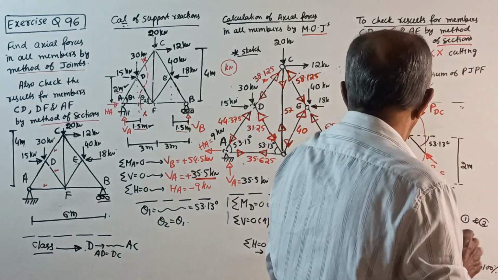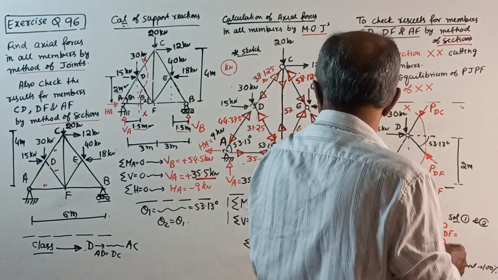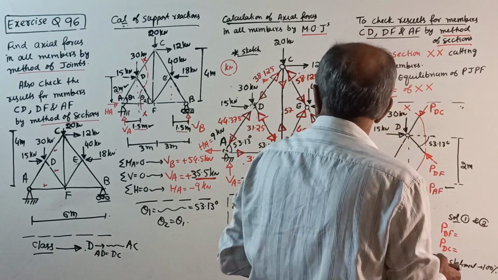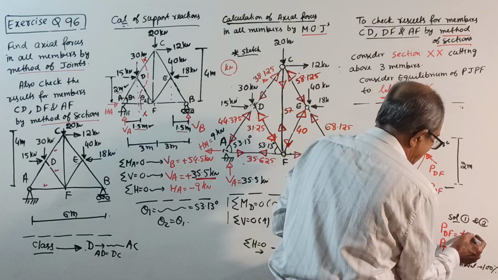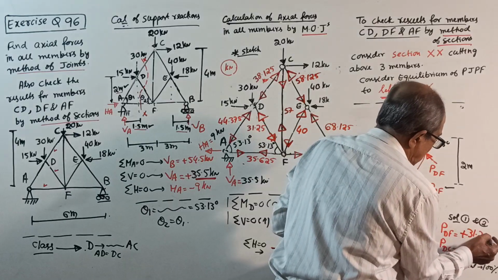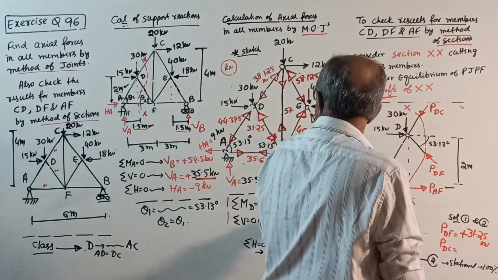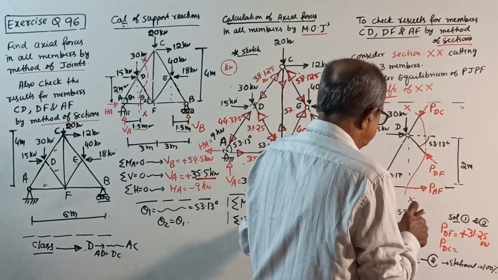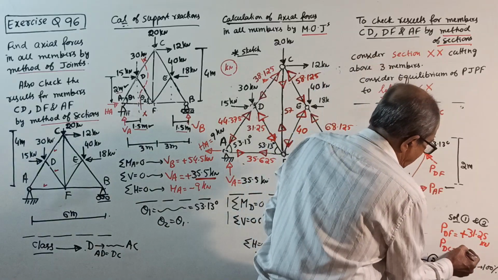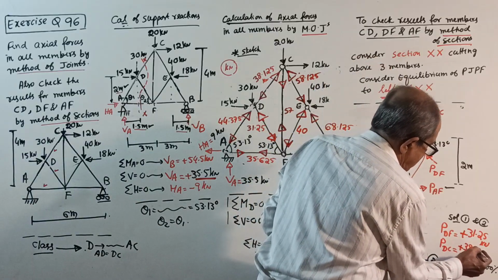I will solve it fast. PDF plus 31.25. I am not calculating; I got confidence, why should I waste my time calculating it? Plus PDC plus 38.125. Over.